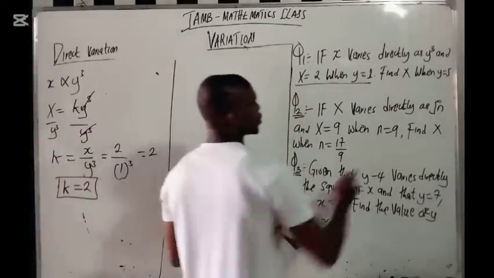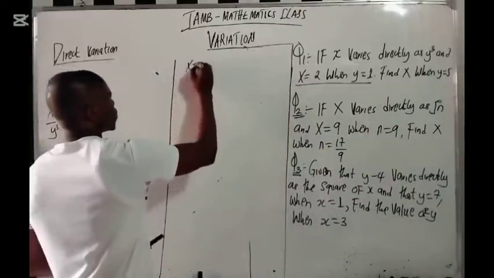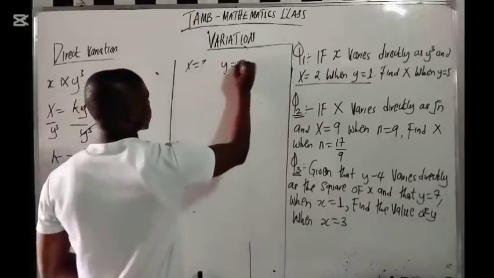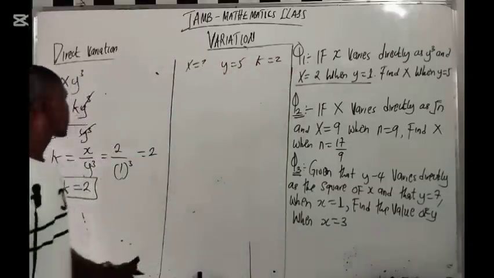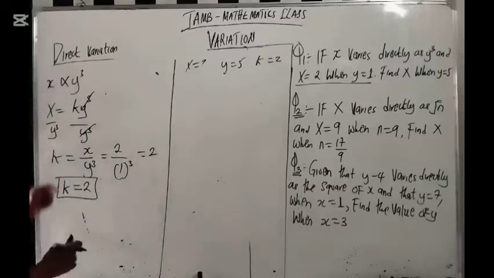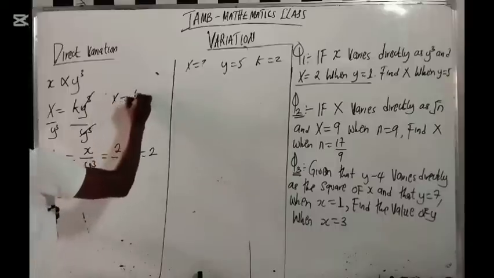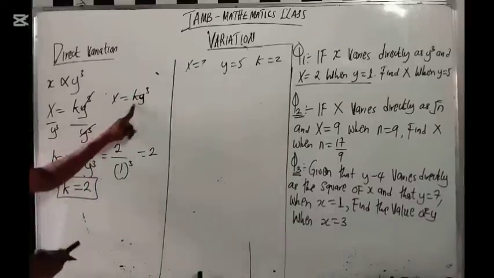Now, after I've used these two values to calculate my k, the next thing I want to do is calculate my x. So you can see x equals question mark. This is what you're looking for. My y is equal to 5. Then my k I calculated is 2. Can you see that? So this is why I want to use this formula here. Remember, you have x equals k y raised to 3, right? This is it.